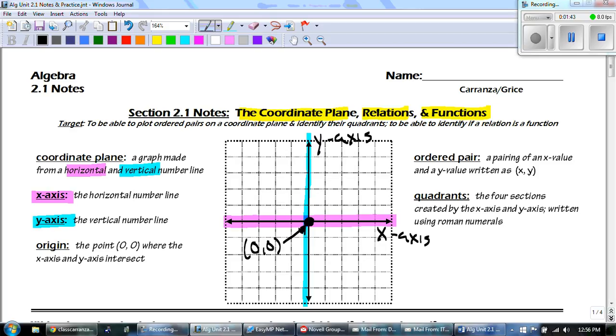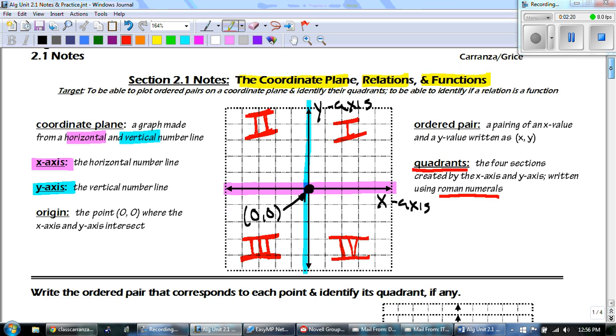And the last thing is the quadrants. There are 4 of these quadrants, created by the x and y axis, and you always write them using Roman numerals. So here we go. There's quadrant 1. Going to the left is quadrant 2. Below quadrant 2 is quadrant 3, and then quadrant 4. Hopefully you guys are good with that. Otherwise, let's keep on going.